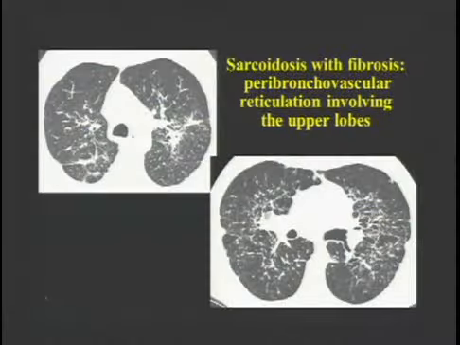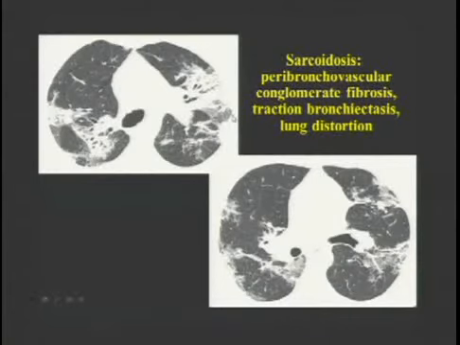Now, here are a few examples. Sarcoidosis with fibrosis, peri-bronchovascular reticulation involving the upper lobe. So we are seeing fibrosis here in the peri-bronchovascular regions, in the upper lobes and mid-lung zones, because this is where the active disease was when the patient had granulomas. And you can see reticulation and distortion of lung parenchyma and a little bit of traction bronchiectasis within the abnormal mass of fibrous tissue.